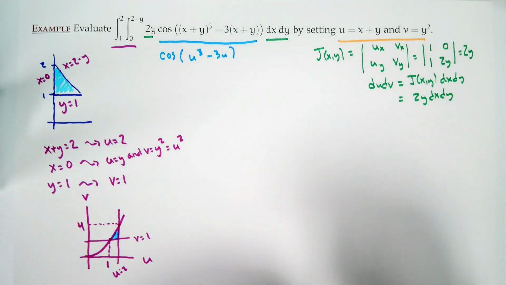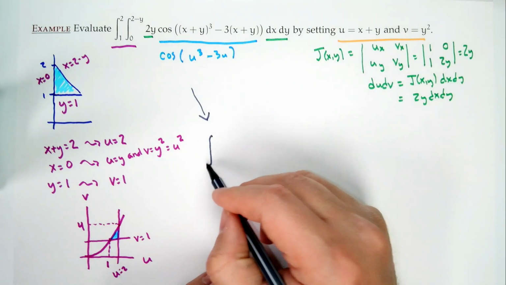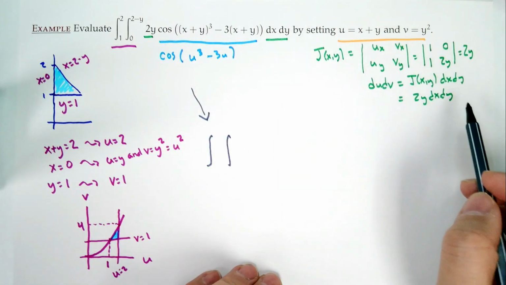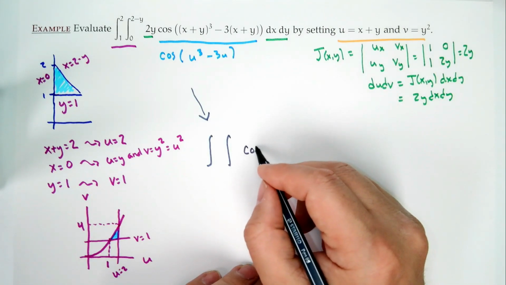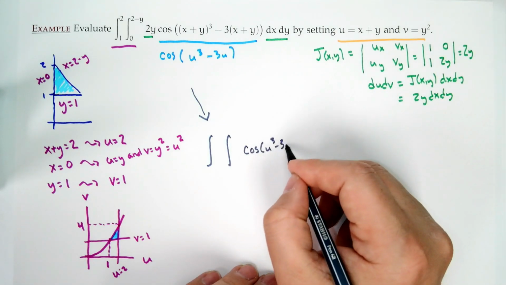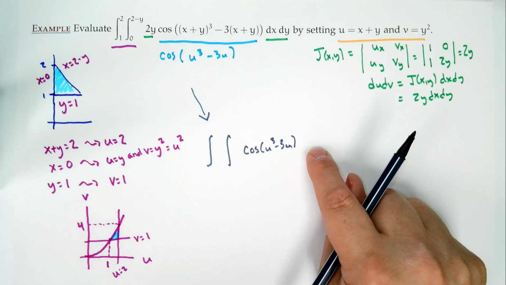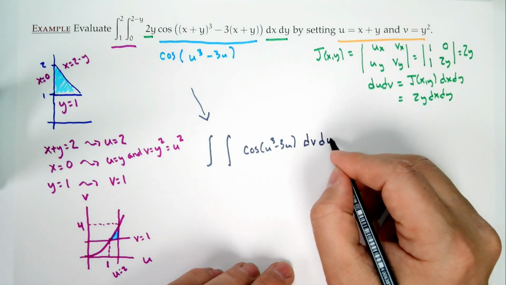Now, let's think about our integral. We're ready to make our integral. So we're going to integrate. We'll work on our bounds in a second. 2 dx dy becomes the Jacobian, so that's okay. We don't need to worry about that. We have our function cosine of u cubed minus 3u, and then we have either du dv or dv du. Now, looking at our situation, we're not going to have much luck if we integrate with respect to u first, because we're just going to be stuck. So we better not integrate with respect to u first, so let's do dv du.